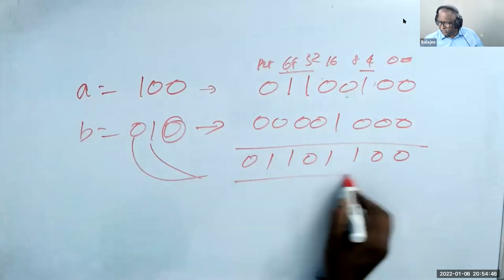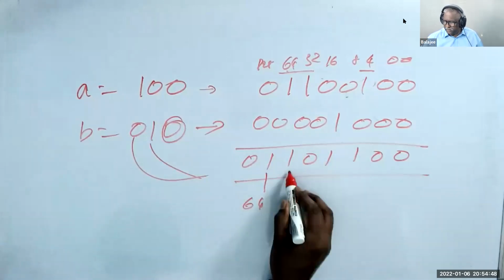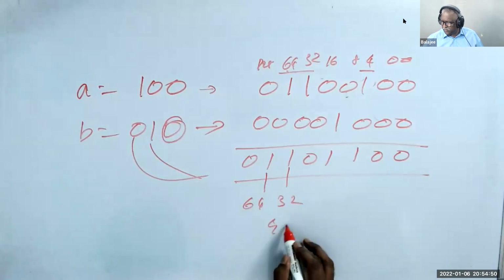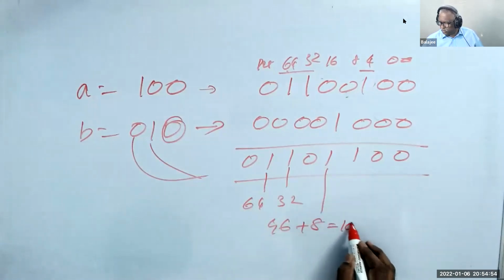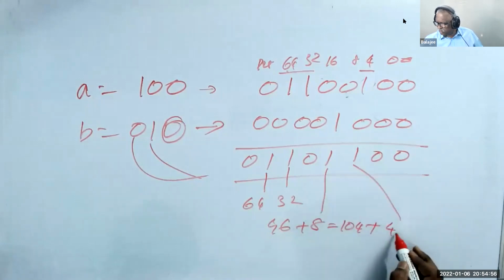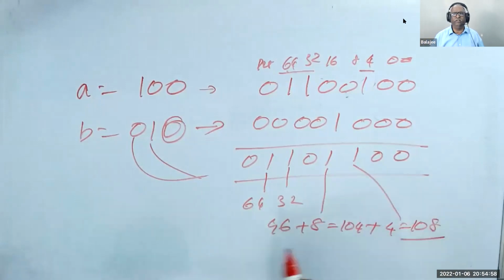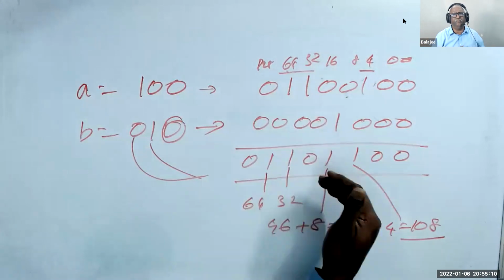Think of it. This is how much? 64 plus 32, 96, plus 8, 104, plus 4, 108. Understand? That's the way. You try to do this. These are all quite simple. Go and watch the video once again. You will be able to understand this very clearly.